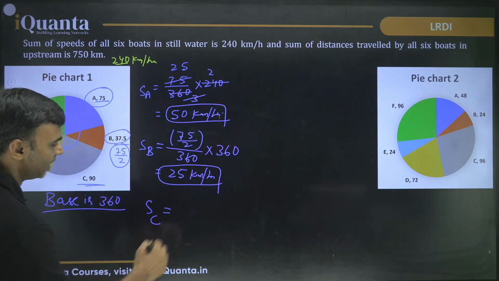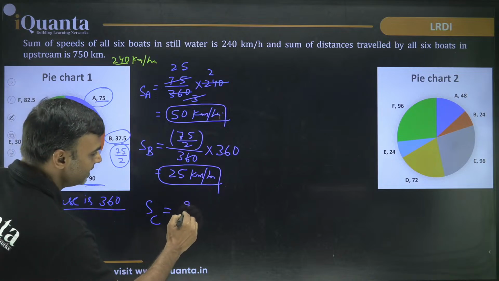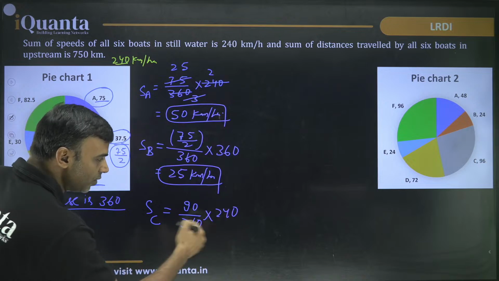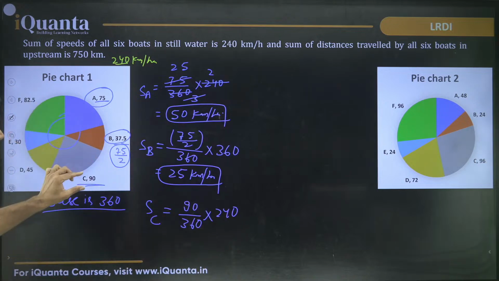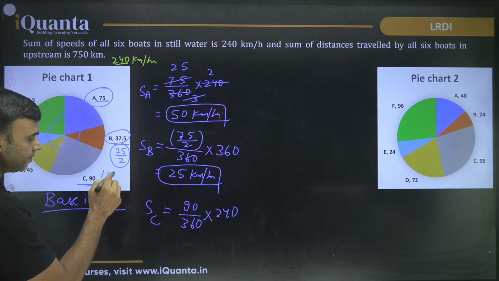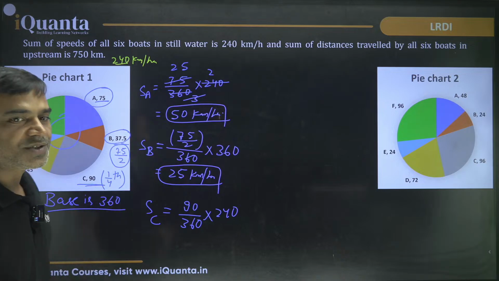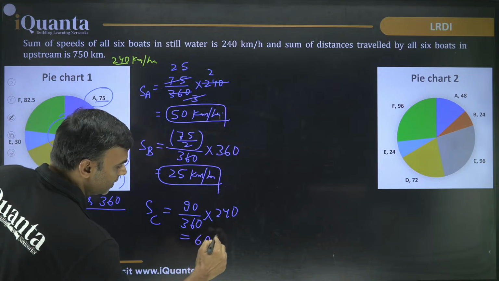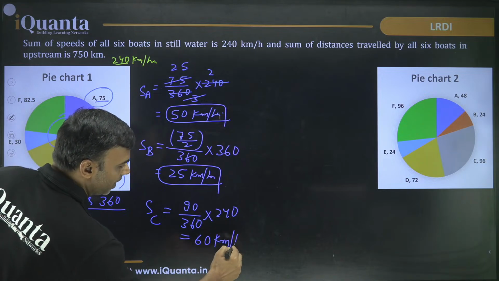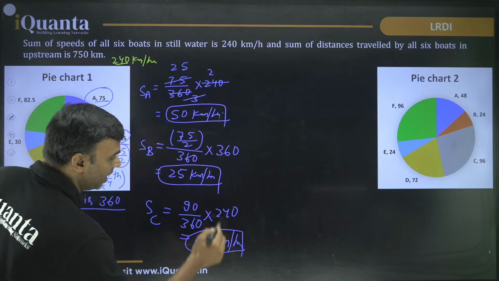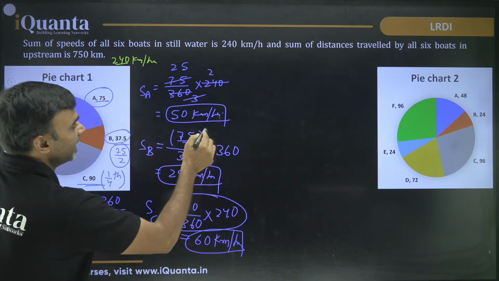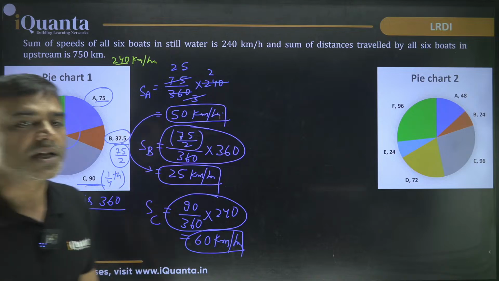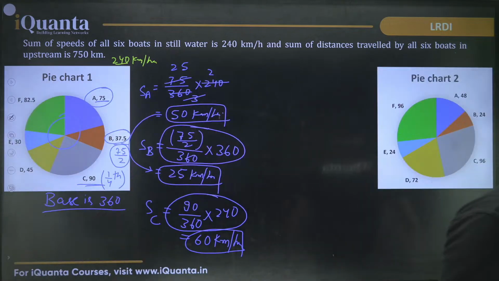Speed of C is how much? 90. So 90 by 360 into 240. Now can I do this mentally? क्या ये लिखने की जरूरत है? 90 means 1/4. 90 out of 360 is what? 1/4. So 1/4 of 240, that is 60 km per hour. So one by one, what is important to see that yes, there is a lot of calculation, but can I do this calculation mentally? Can I not do this calculation on the basis of this? ये सारी चीजें आपको नोटिस करते रहनी पड़ेंगी. ठीक है? Do you understand that?